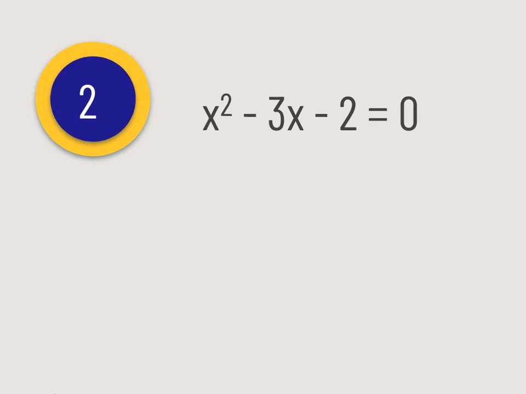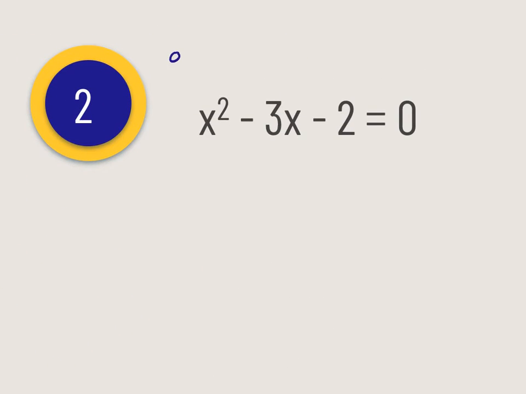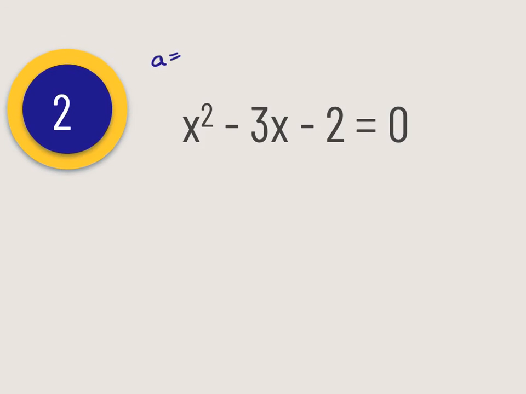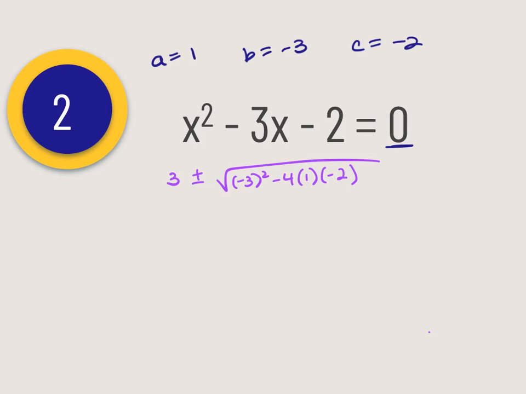Let's do number 2. What's my A? 1. What's my B? Negative 3. What's my C? Negative 2. It was already set to 0, which is why I dove right in, right? If it wasn't already set to 0, I'd have to do that first. Okay, now negative 3 is 3 plus and minus the square root of negative 3 squared minus 4 times A times C all over 2 times A.